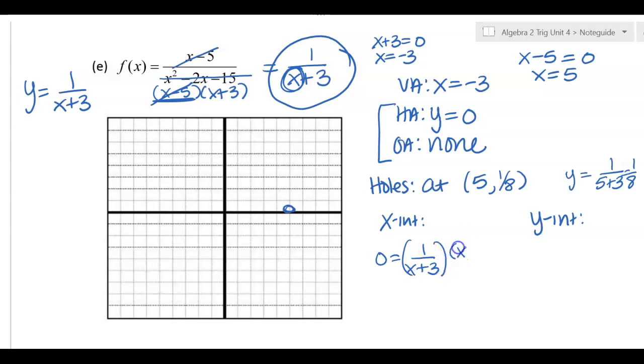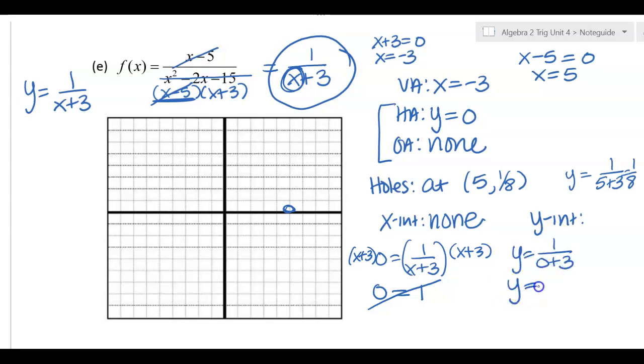So y is 0, and I'm going to go ahead and solve. Notice when I solve, I get that 0 is equal to 1. That's not true and doesn't solve for x. That means there is no solution, which means there's no x-intercept. And for my y-intercept, I will set x equal to 0, and I will get 1/3. So that means I have the point 0, 1/3 on the graph.